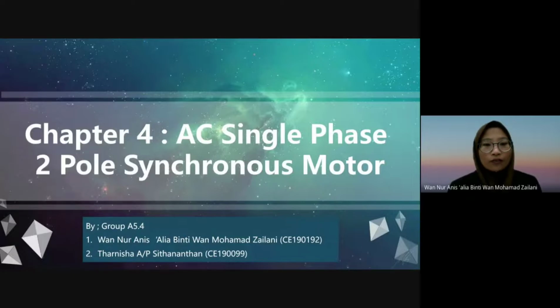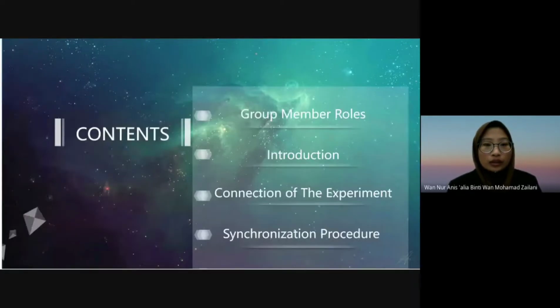From group A 5.4. So today we will explain about chapter 4, AC single phase 2-pole synchronous motor. In this slide we will explain about the group member roles, introduction, connection of the experiment and synchronization procedure.